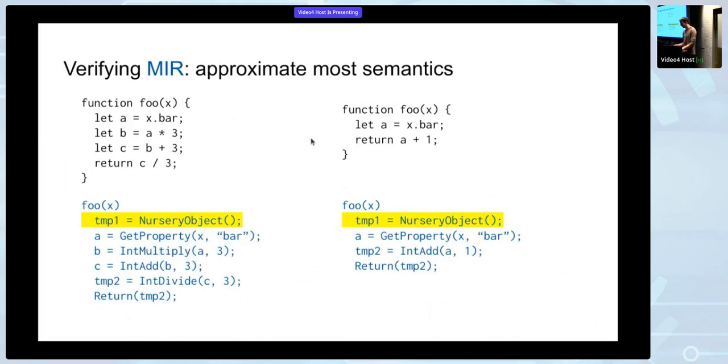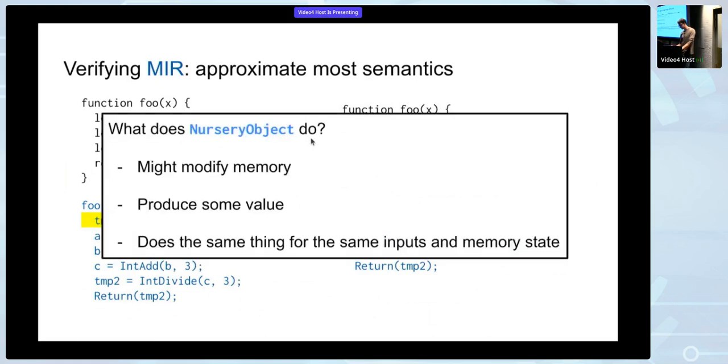MIR is a very complicated language, which itself has crazy optimizations that get put in to make the browser code get compiled as fast as possible and have the eventual resulting code run as fast as possible as well. So in trying to verify this, it's useful to ask what this instruction actually does. And we know it can really only do two major things. It might modify memory in some potentially unconstrained way, and it's going to produce some value. But critically, we know that it does the same thing for all of the same inputs in the same initial memory state.